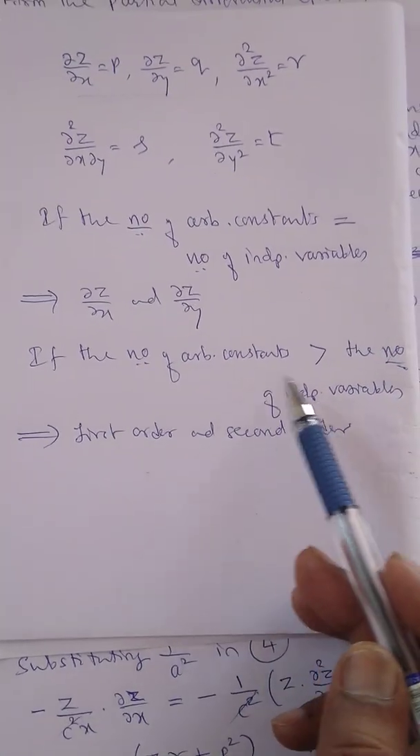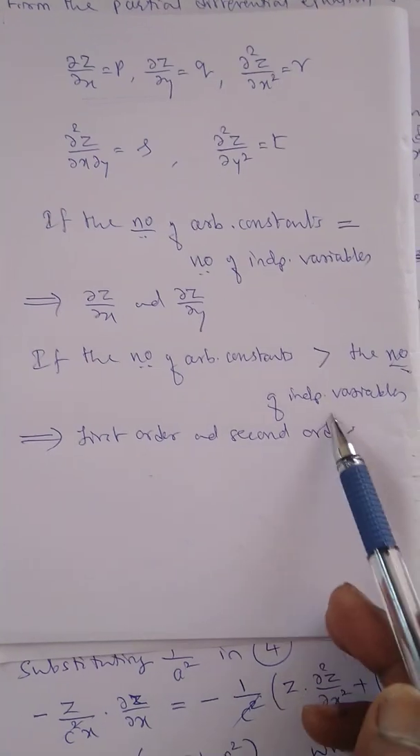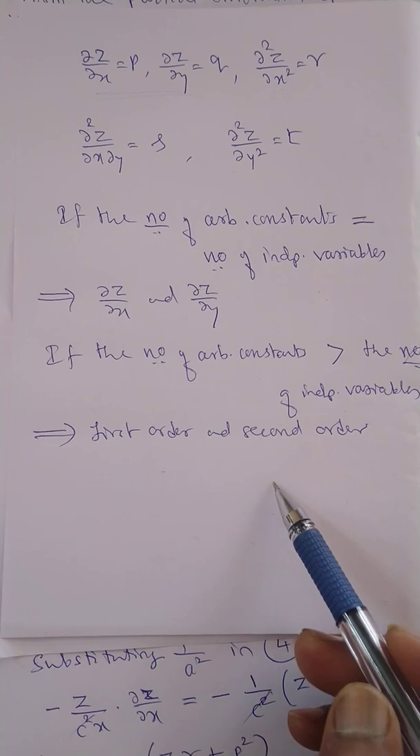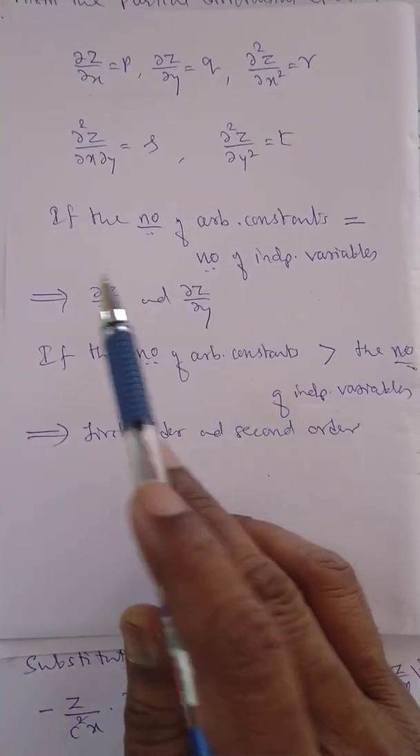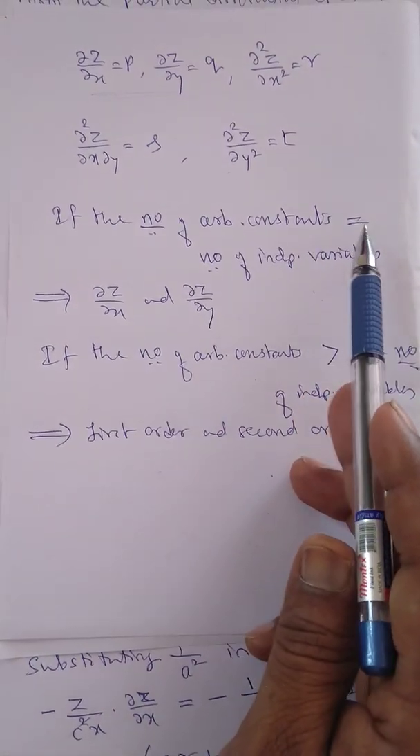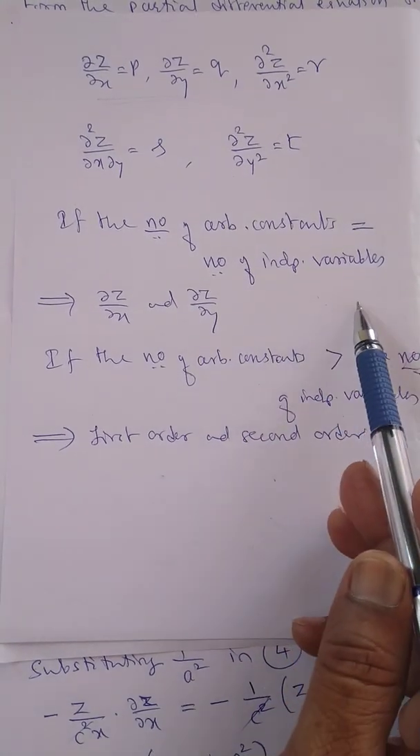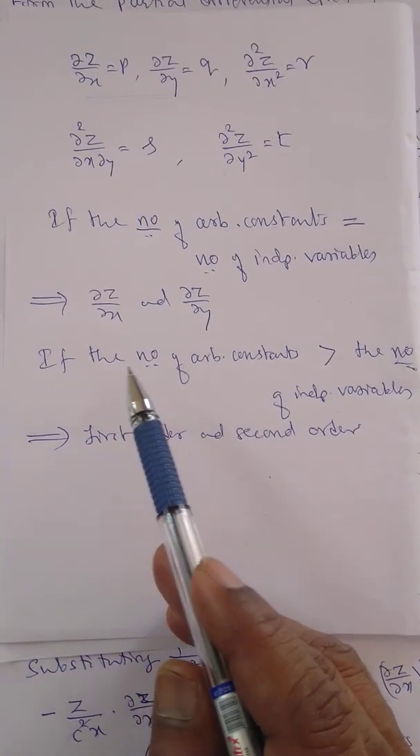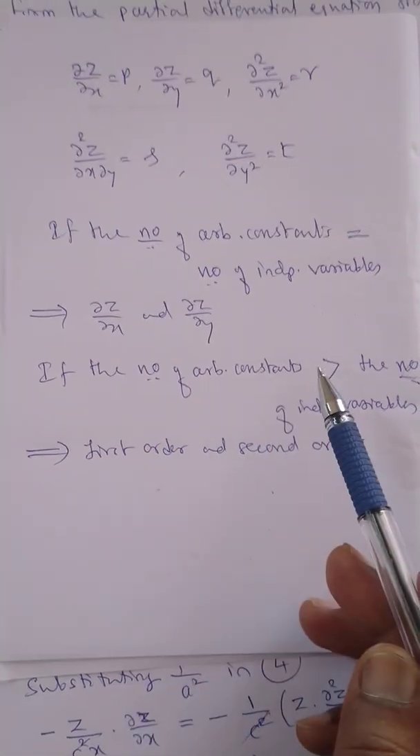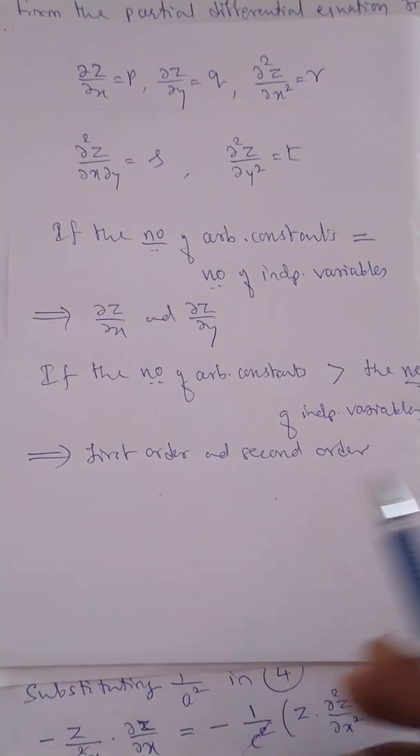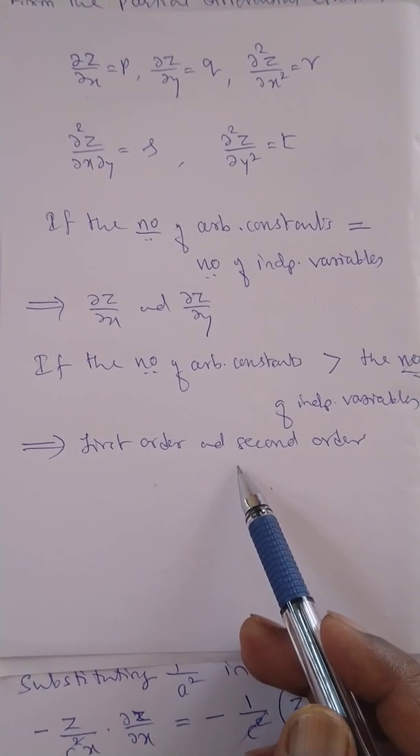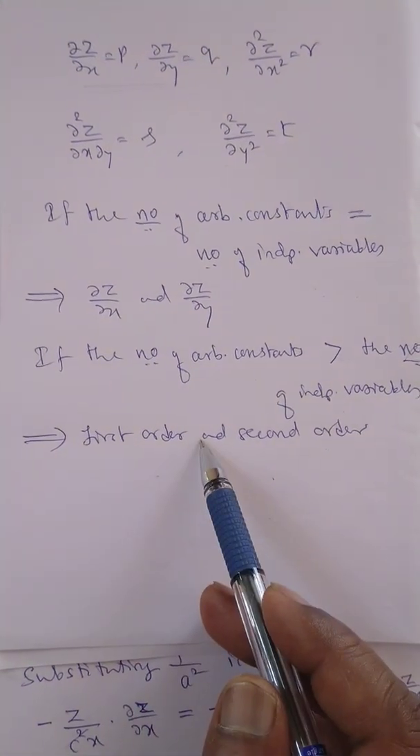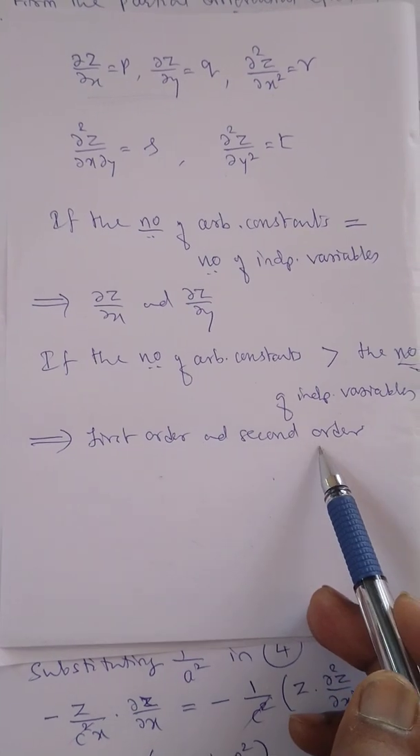If the number of arbitrary constants is more than the number of independent variables, then we try for the first order and second order partial derivatives. We then eliminate the arbitrary constants. So if the number of arbitrary constants is equal to the number of independent variables, we get first order partial differential equations by elimination of arbitrary constants. If the number of arbitrary constants is more than the number of independent variables, we get a second order partial differential equation. To get it, we first calculate the first order partial derivatives, and we then calculate the second order partial derivatives.